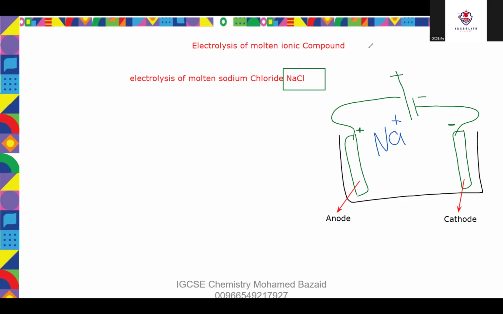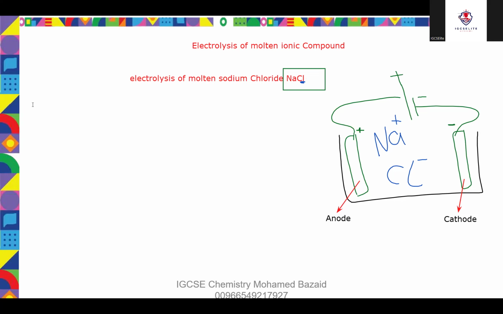Muhammad, do you mean Na is a positive, so Cl will be a negative? Yes, exactly. Cl is a negative. Do you have other ions? No, I don't have. So only Na positive and Cl negative? Yes, because this is molten. Okay?